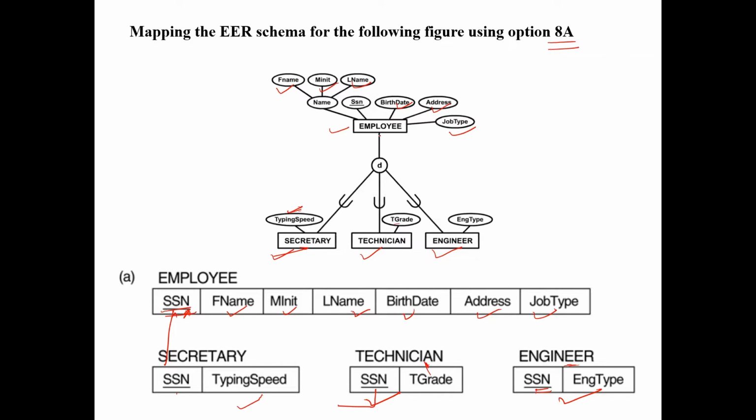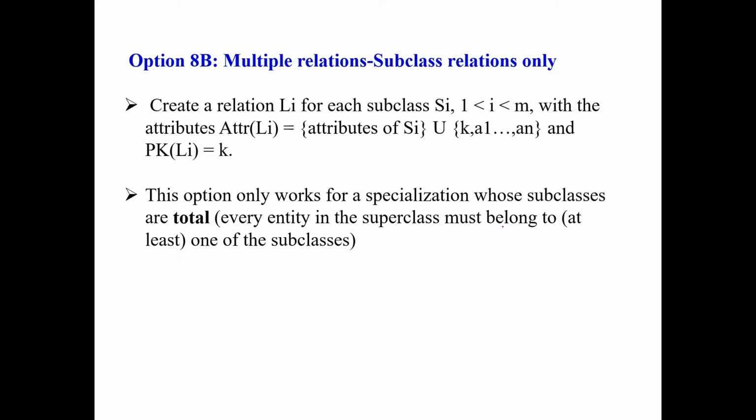Why? Because here we have not added two lines. Here it is a single line. It means that an employee can be a secretary, technician, engineer, or can be any other. As a role, he can be something apart from secretary, technician, and engineer. That's why it is partial participation of employee.